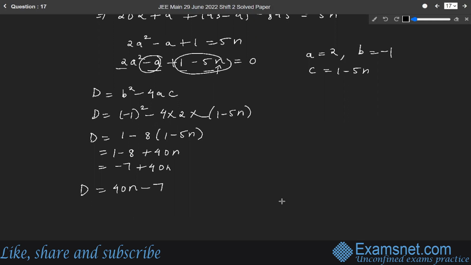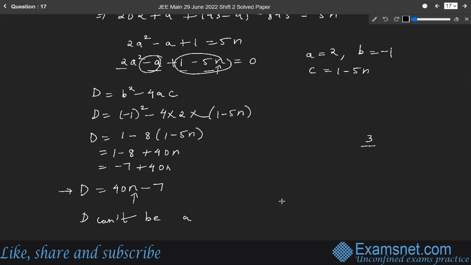Now, this value, 40n minus 7, will always have 3 at the unit place, right? So, do you know any number whose unit place is 3 and it is a perfect square? There is no such number; no such number actually exists. Any number with unit place 3 is not a perfect square. We have not seen any number whose unit place is 3 and it is a perfect square. So we can say that D can't be a perfect square.